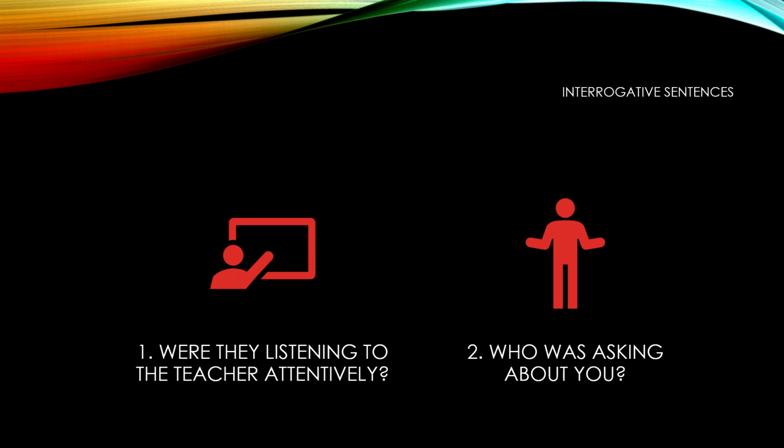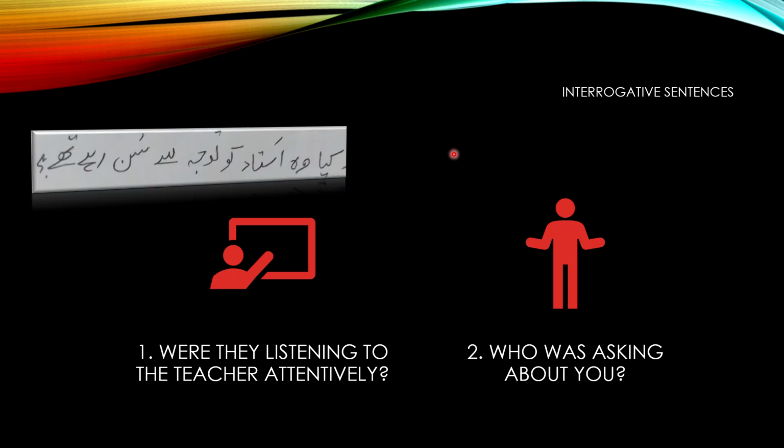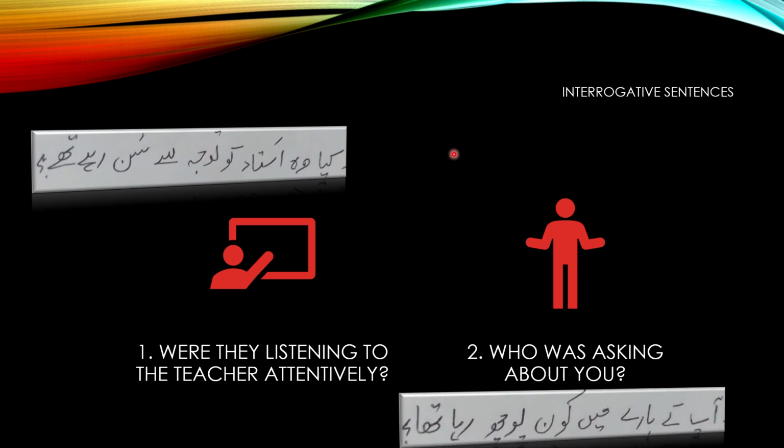All right, students. Now we are going to discuss two examples from interrogative structures. The examples I have taken from your book for discussion are: क्या वो उस्ताद को तवज्जो से सुन रहे थे? And आपके बारे में कौन पूछ रहा था? Now, you can see रहे थे, रहा था is again here at the end of these sentences, clearly indicating that these belong to past continuous.